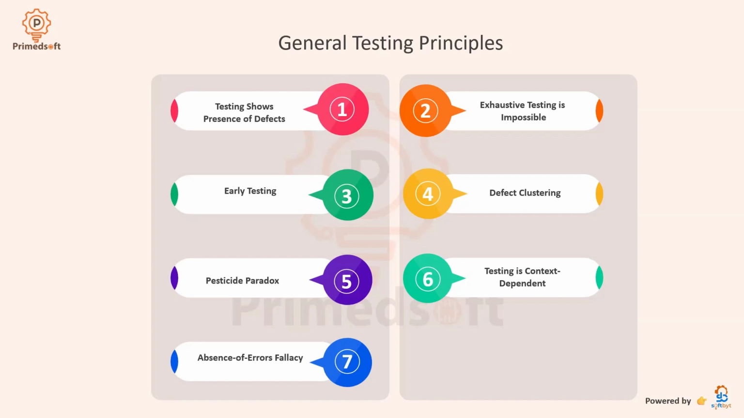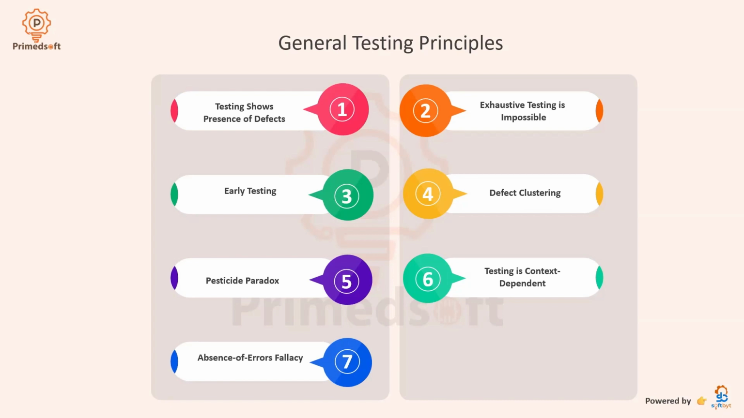Number 5, pesticide paradox. What it means is that if the same set of test cases is repeated over time, the effectiveness of finding new defects diminishes. To combat this, the test cases need to evolve continually, incorporating new scenarios and test conditions.